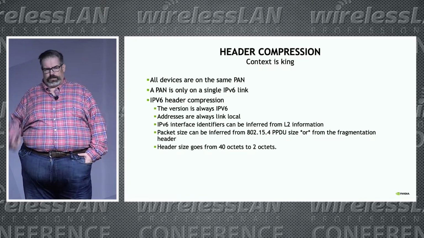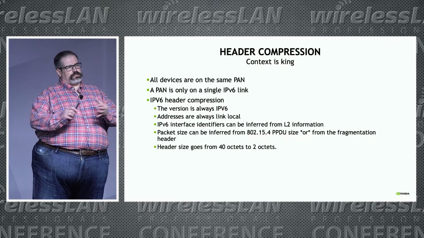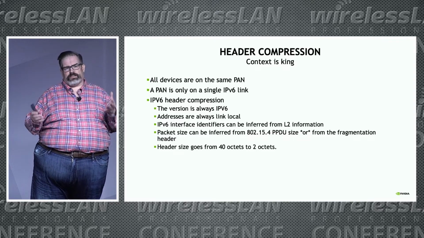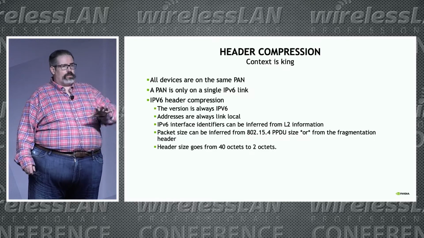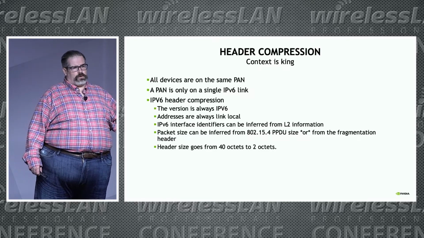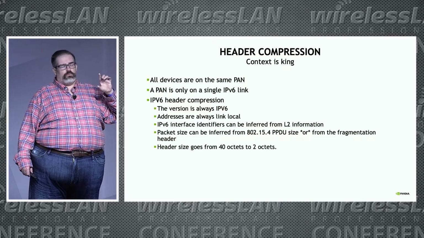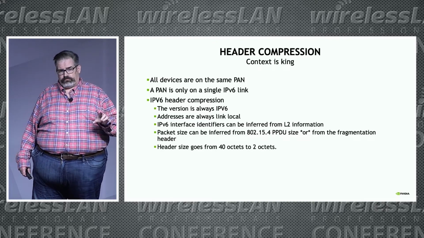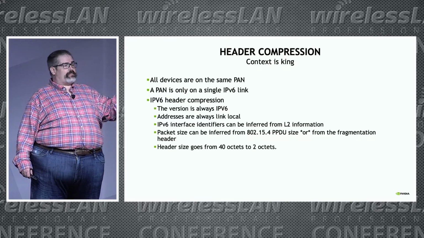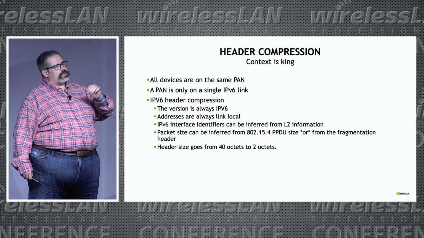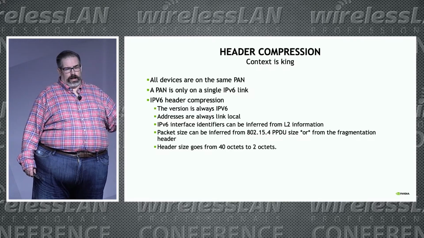So header compression is where things get very interesting because the idea is, do we really need the entire IPv6 packet header? And the answer is we don't. We know some things. All the devices are on the same PAN. You're not going to be communicating to something on a different personal area network. So that means that we're always using link local addressing. The PAN is only on a single IPv6 link. So even if it's not link local addressing, it doesn't matter. The network identifier, you don't need it. You can figure it out.